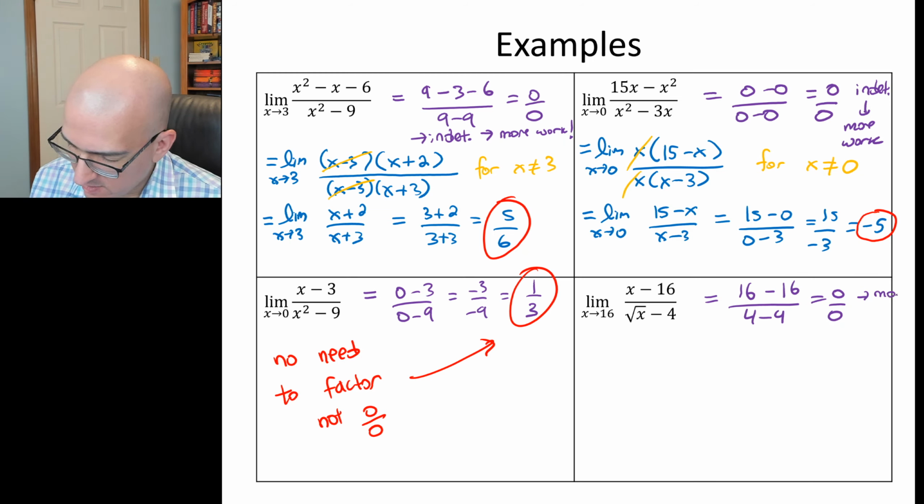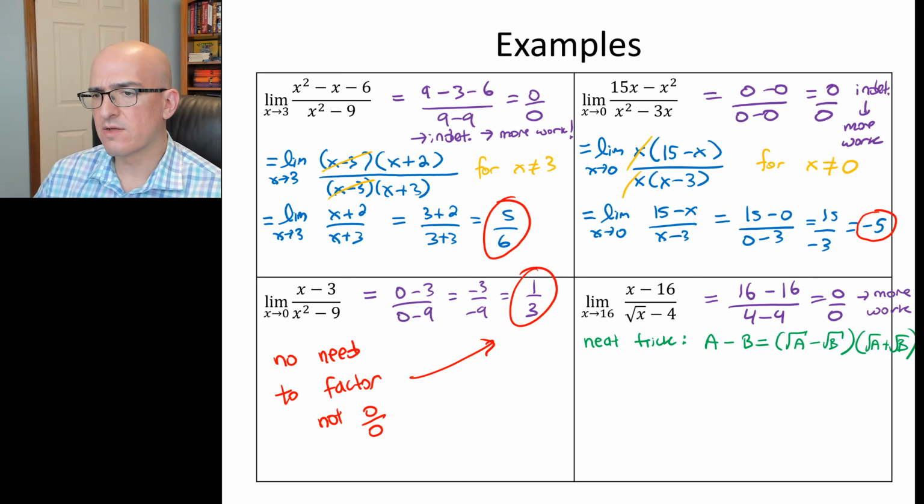I'll show you a trick. I think I already showed you the trick, but, neat trick. That a minus b can be written as the square root of a minus the square root of b, multiplied by the square root of a plus the square root of b. It's like a difference of squares, except the things aren't squared. This is only true for a and b positive, for a greater than 0 and b greater than 0. But what we have here is x approaching 16, so x is larger than 0, and we have 16 being subtracted, and 16 is greater than 0, so it's perfectly safe to use this trick.